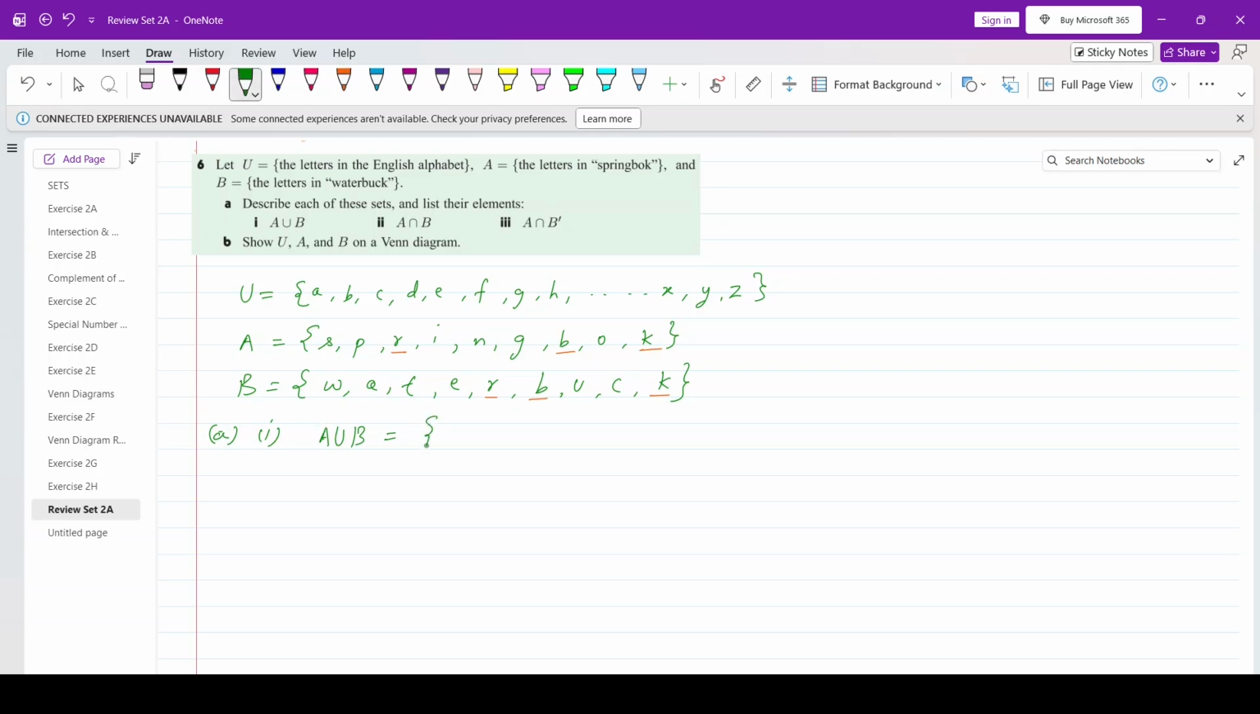So A union B is going to be S, P, R, I, N, G, B, O, K, W, A, T, E, U, and C. A intersection B is going to be a set containing R, B, and K.